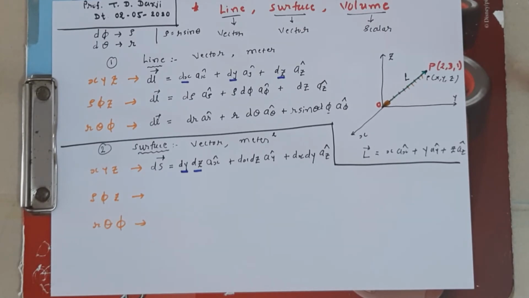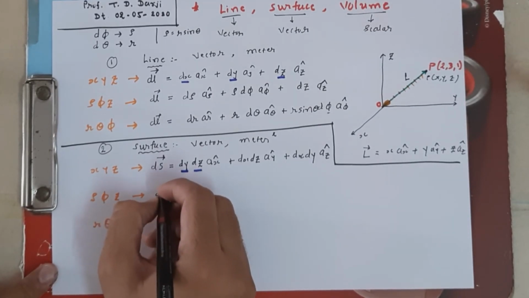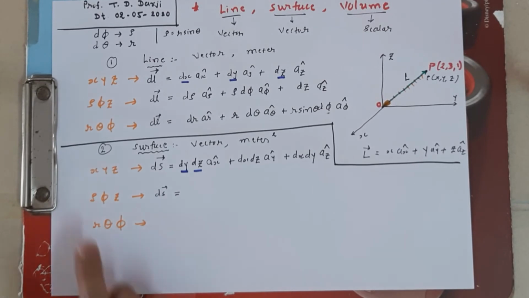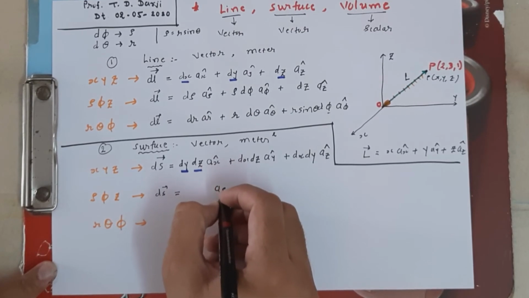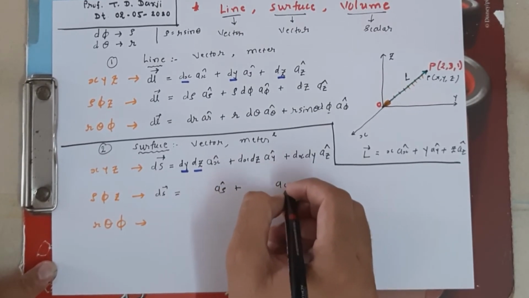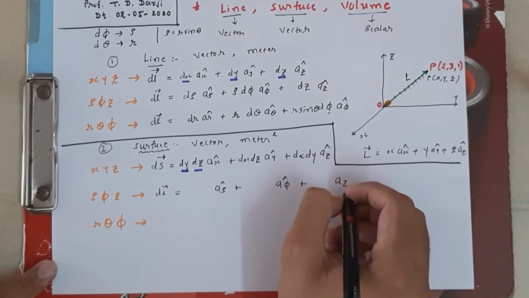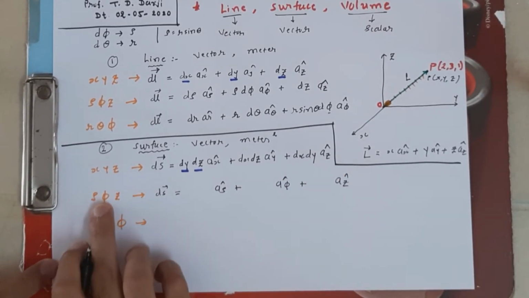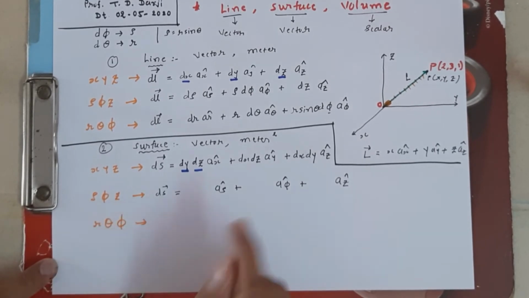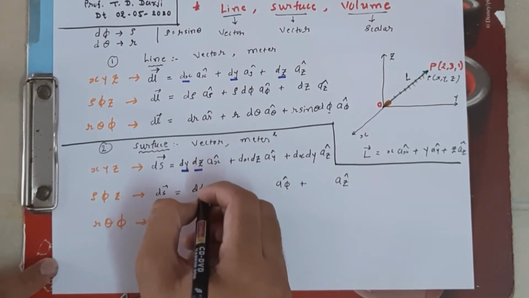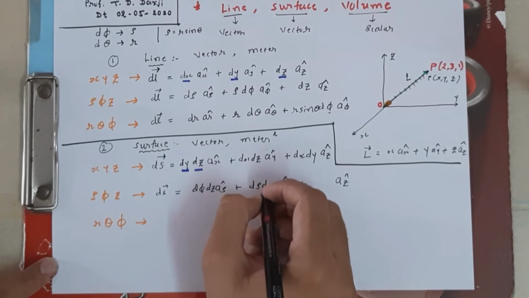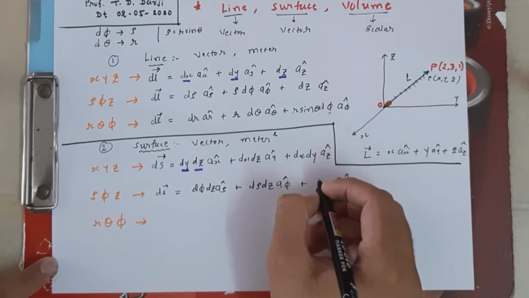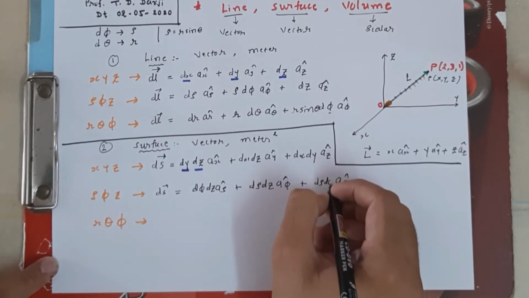Now similarly I have to write all those things for the remaining coordinate systems. Here I have to write in this way: rho, phi and z. First I write a rho, then a phi, and lastly az. So a rho is the direction of the d phi dz surface, so it is d phi dz. Here it is d rho dz, and here it is d rho d phi.